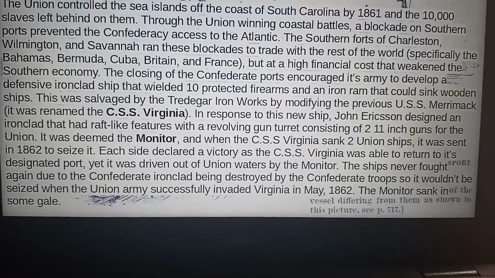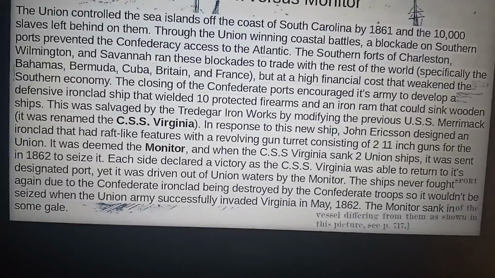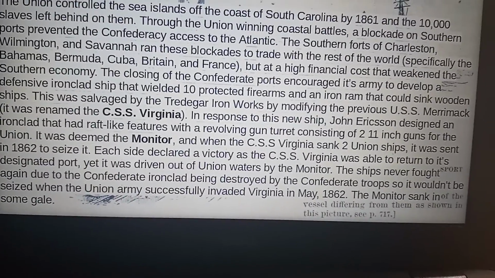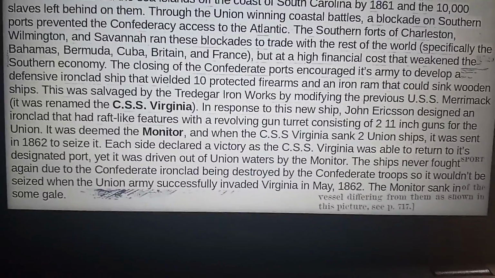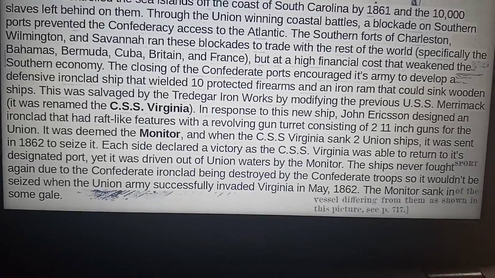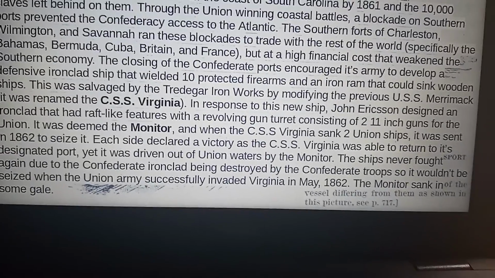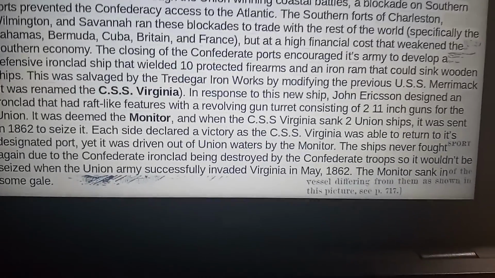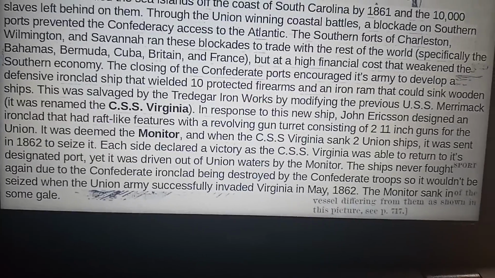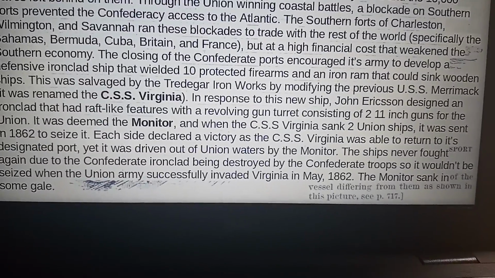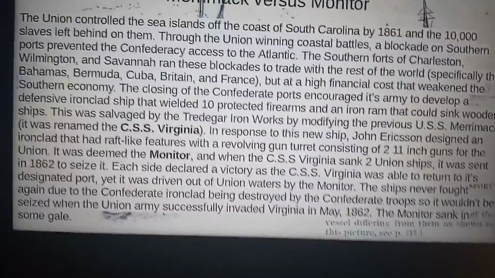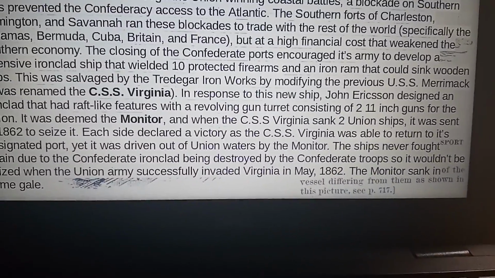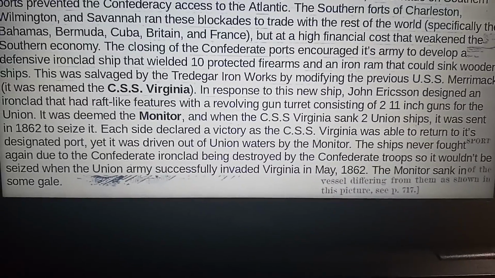The closing of the Confederate ports encouraged its army to develop a defensive ironclad ship that wielded 10 protected firearms and an iron ram that could sink wooden ships. This was salvaged by the Tredegar Iron Works by modifying the previous USS Merrimac. It was renamed the CSS Virginia. In response to the new ship, John Ericsson designed an ironclad that had raft-like features with a revolving gun turret consisting of two 11-inch guns for the Union.